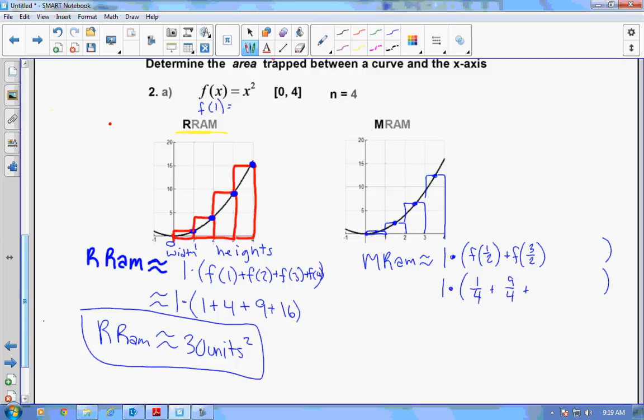Hey, John, what's our next function? F of 5/2. If we square that, 5 squared, 25/4. And last one, John? Good. Okay, so 7 squared, 49, 2 squared, 4. So we add them up. Let's see, 10, 35 plus 50 minus 1, 84/4, which simplifies to 42/2, which is 21.